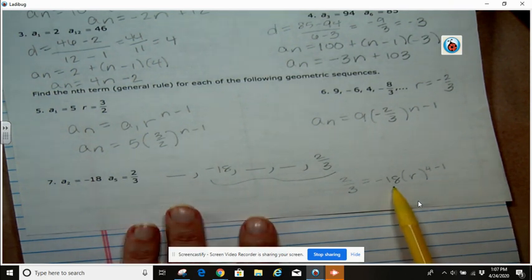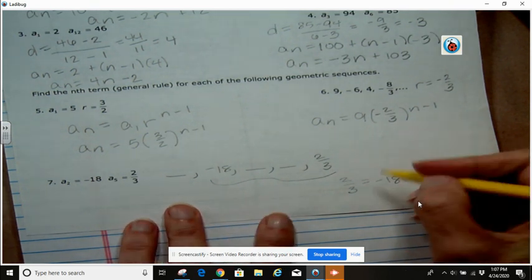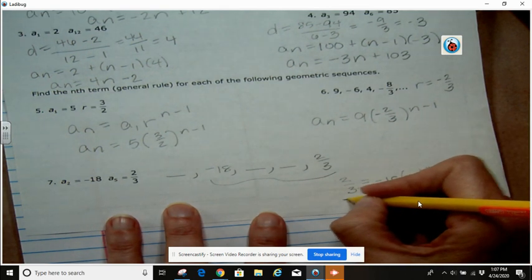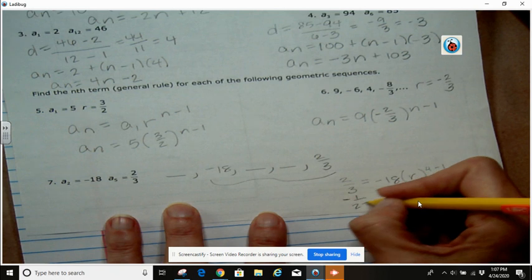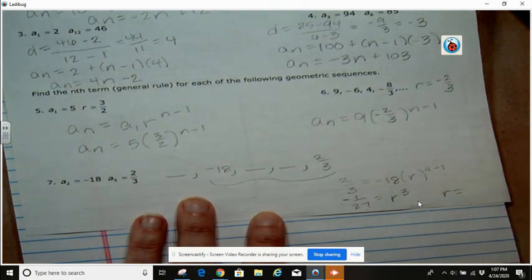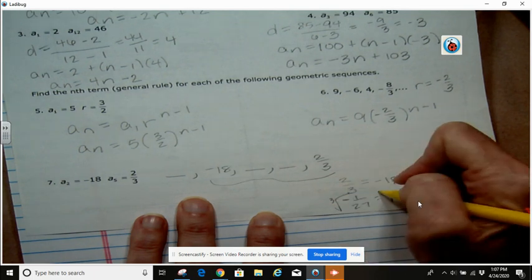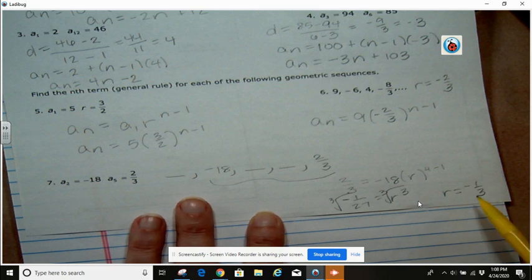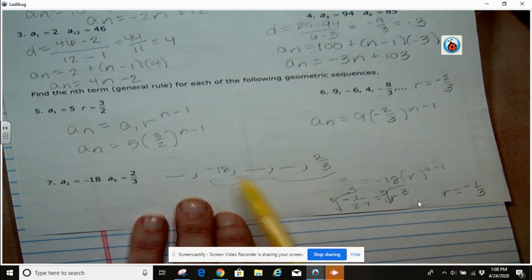So I can divide both sides by negative 18 or multiply times negative 1 over 18. I get negative 1 over 27 equals r cubed. And then when you take the cube root of both sides, the cube root of negative 1 over 27 is negative 1/3. So now I know what r is, and if I know what r is, I could fill in any of these blanks.